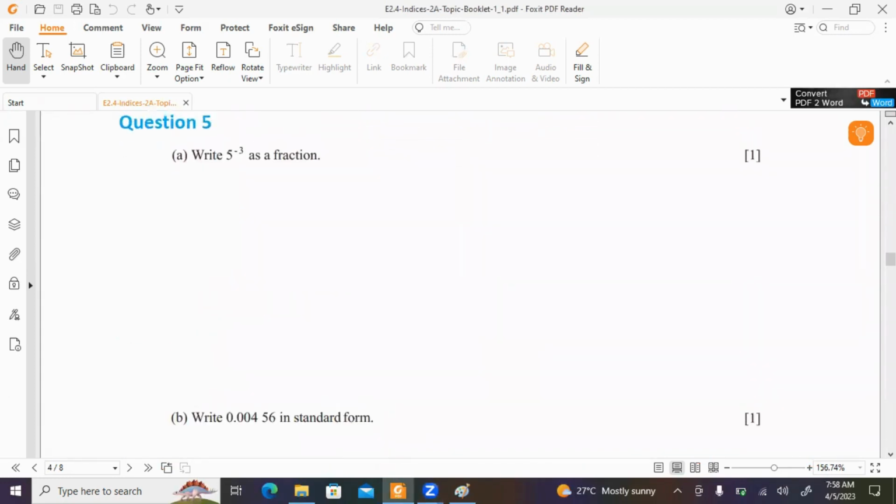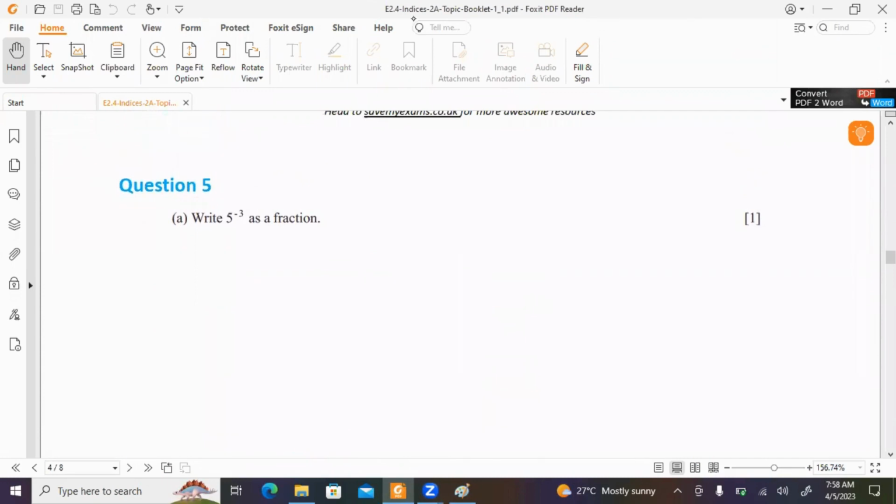Then if we look at question 5, it says write 5 to the power of negative 3 as a fraction. Same thing. We write 5 to the power of negative 3 as 1 over 5 to the power of 3. And then we just convert 5 to the power of 3 into whole numbers, which would give us 125. So 1 over 125 is your answer as a fraction.